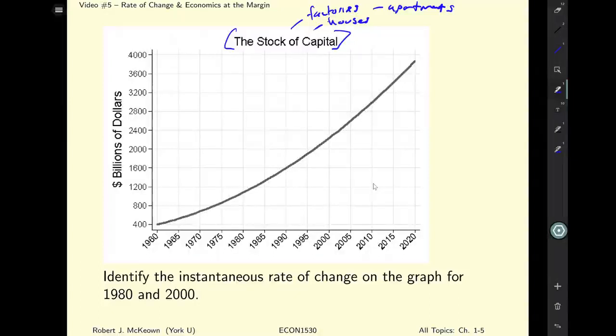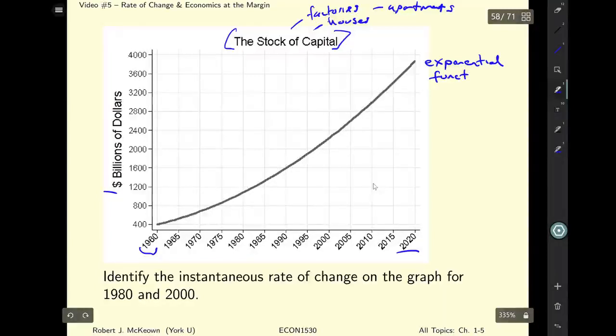And we can see we've got billions of dollars on the y-axis, and we've got time on the x-axis. So we're going from 1960 until 2020. And it's increasing. What kind of growth rate are we looking at here? It's increasing in what kind of way? Is it growing arithmetically? It's actually growing exponentially. This is an exponential function.